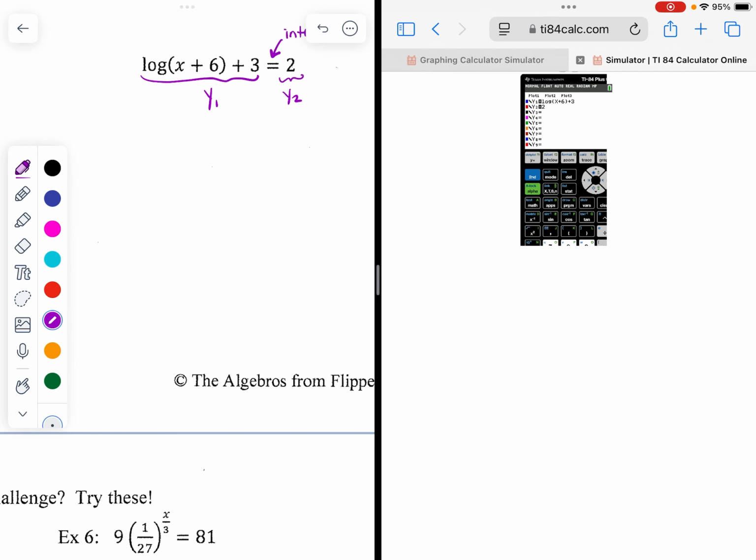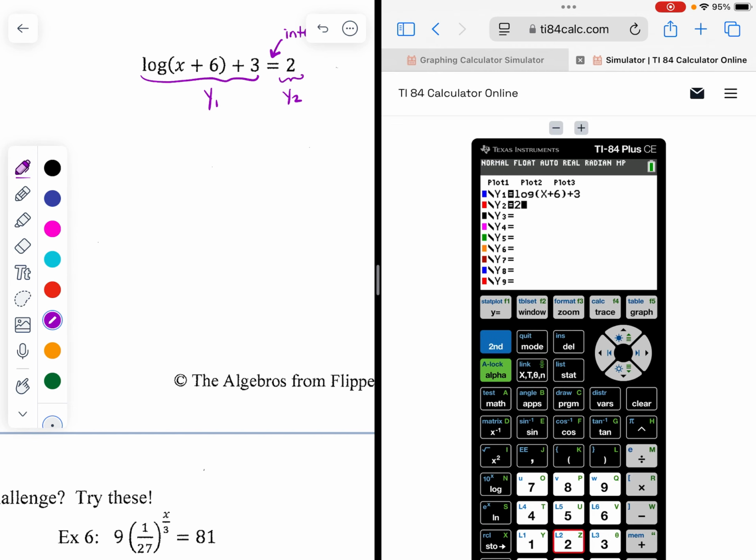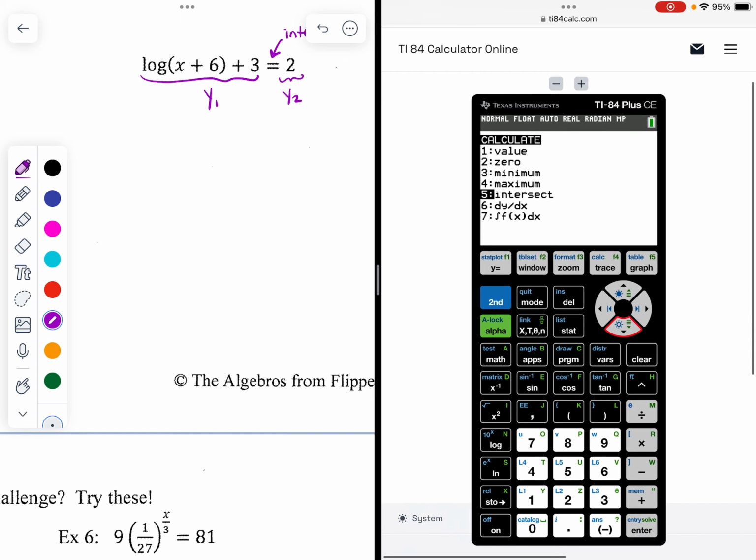Go ahead and enter y1 equals log of x plus 6, close your parentheses, plus 3, and y2 equals 2. Go ahead and graph that, and we can see both of those graphs. Now, in order to find that intersection, we're going to hit second trace like we've done before. Go to option 5 to intersect.